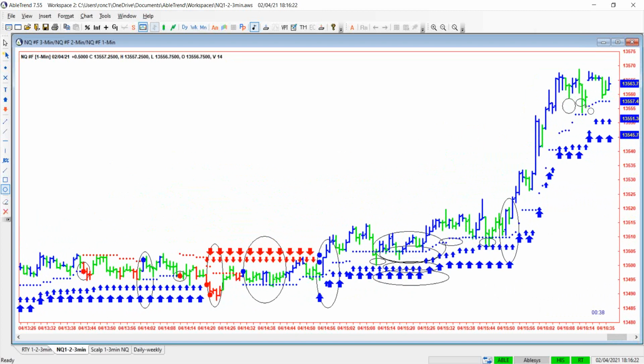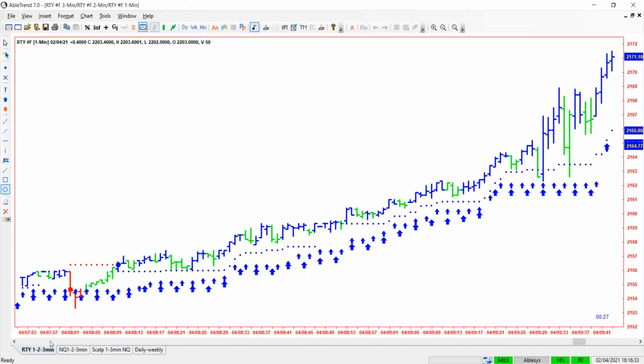30 points into the close is a $600 move, last 10 minutes. $600 buy signal that AbleTrend gave to all of us. So anybody who took that, good job. Now, if you really want to see something unbelievable, is the Russell. I've been talking about the Russell for the last few months.